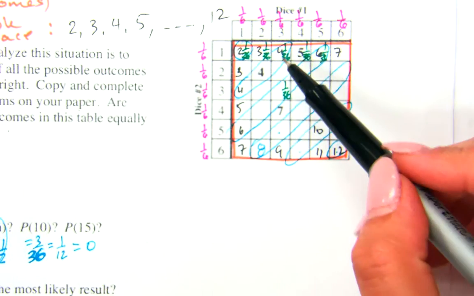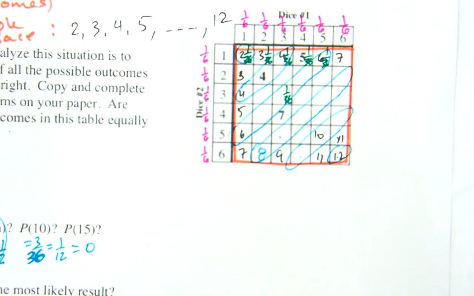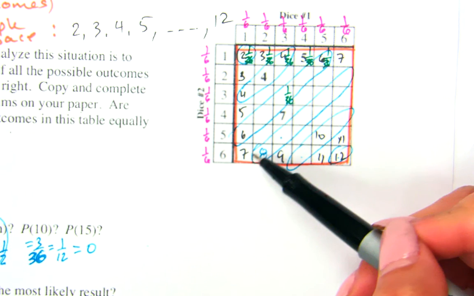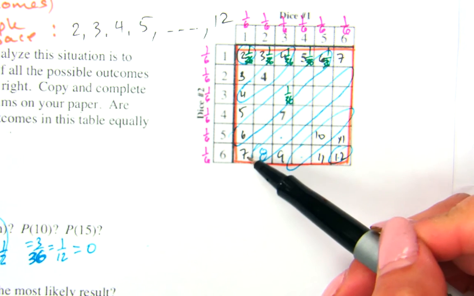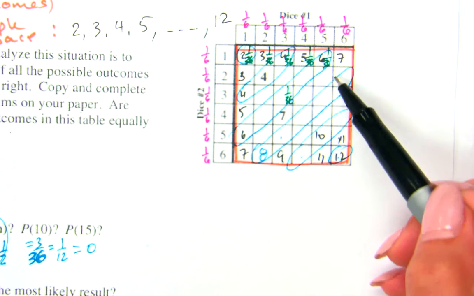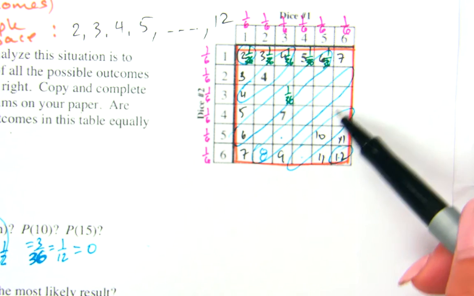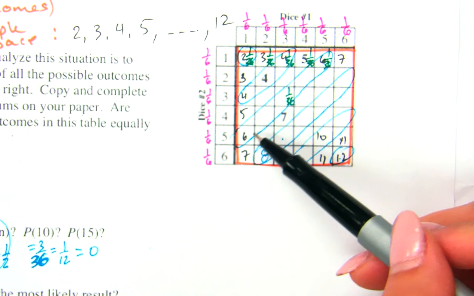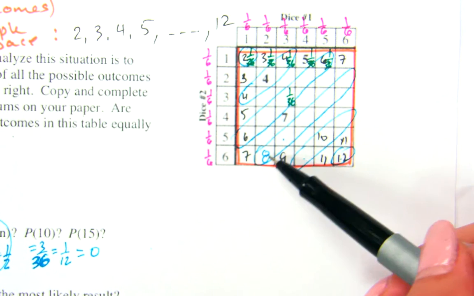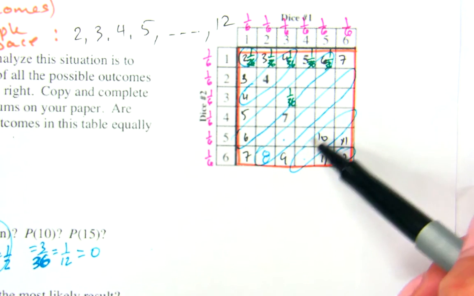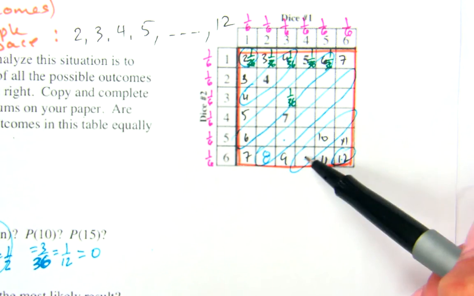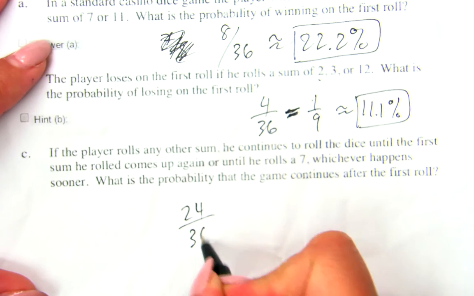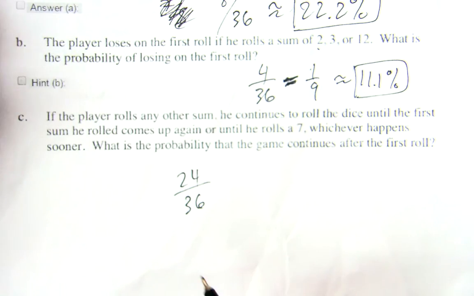So what do we have? We have the 4s, the 5s, the 6s. We cannot roll a 7 because otherwise the game is over in the first roll and we won, which is good, but that's not what we want in this problem. The 8s, and the 9s, and the 10s. So we have 1, 2, 3, 4, 5, 6, 7, 8, 9, 10, 11, 12, 14, 15, 16, 17, 18, 19, 20, 21, 22, 23, 24. Hopefully that's right.